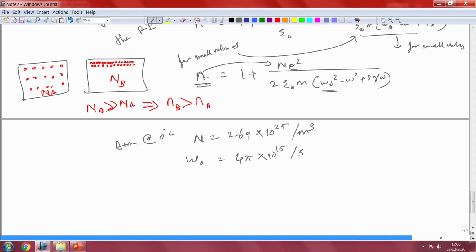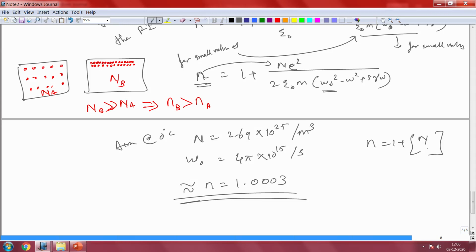So when you plug this number in, this actually comes to around n equals 1.0003, right? We say the free space refractive index is 1, the vacuum refractive index is 1. But air has its own number of atoms inside the system. So when the number density is 0, n is equal to 1 plus some quantity which depends on n. So when there are no atoms present in the system, then n is equal to 1.